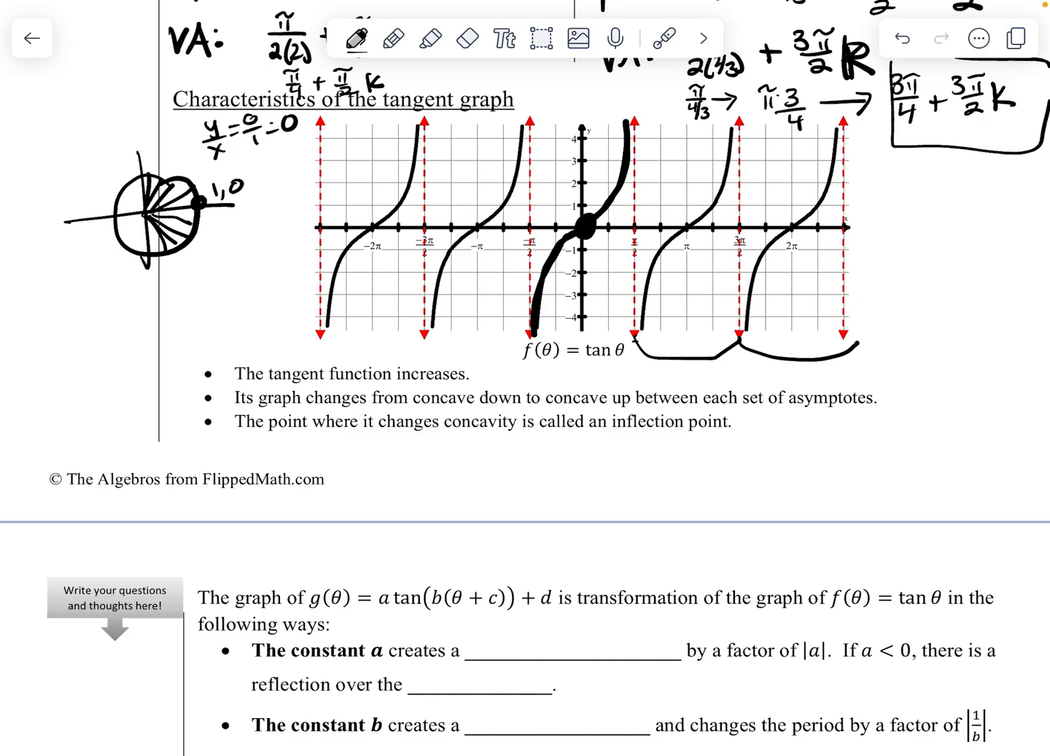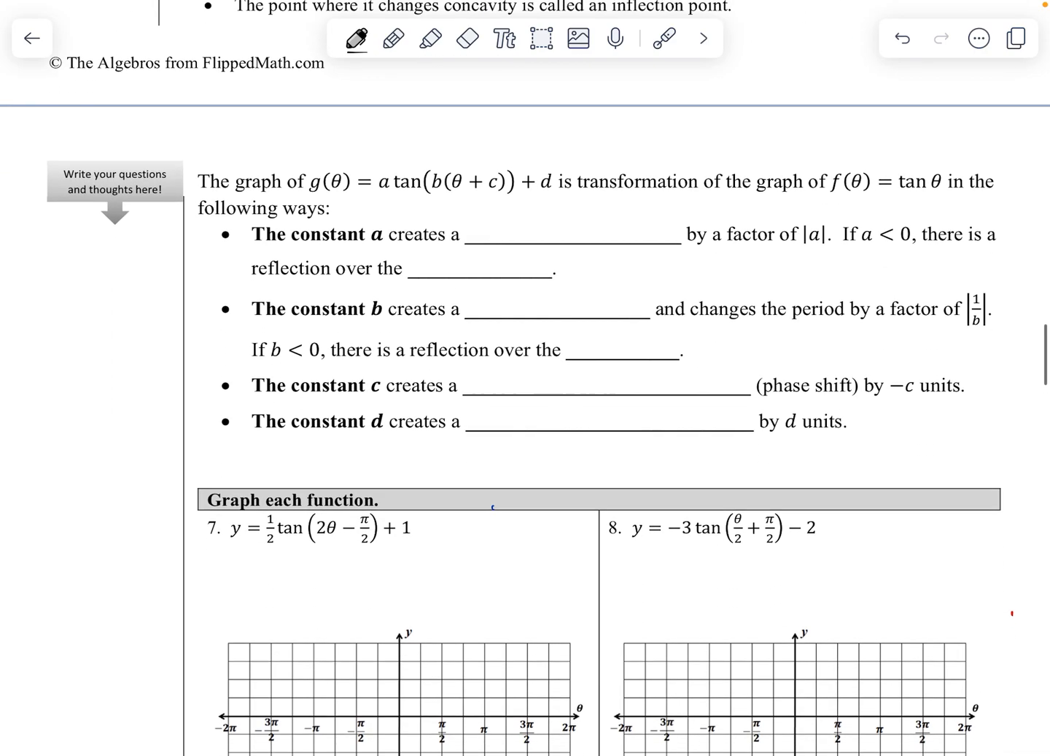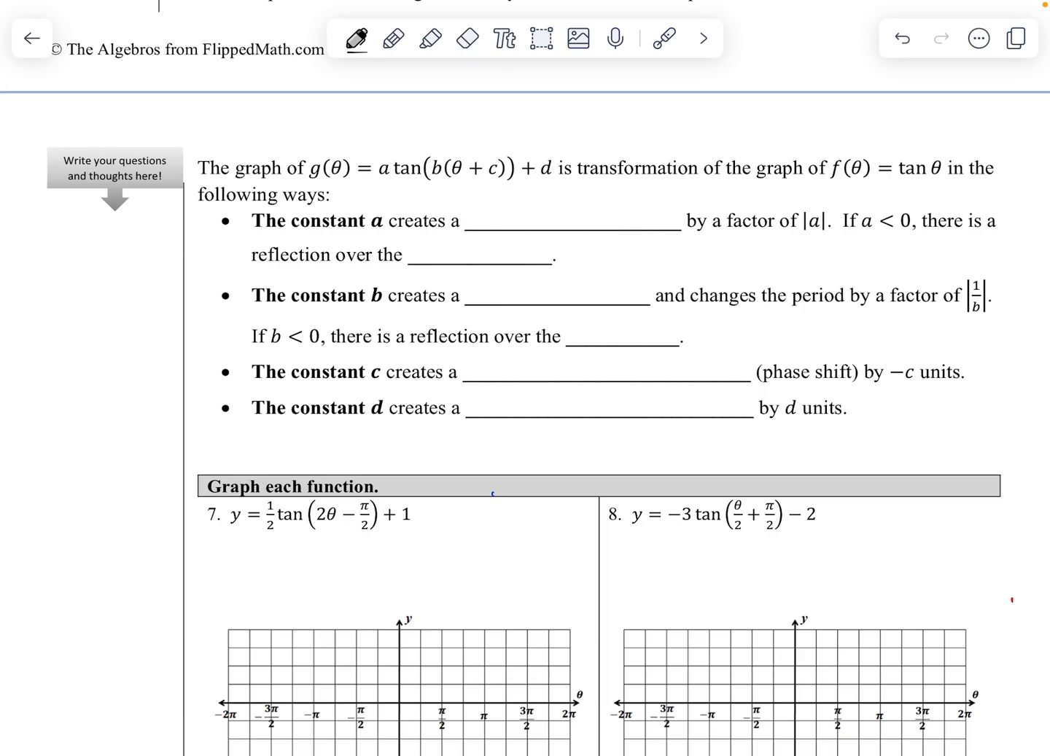Okay, and then the last thing that we are going to talk about on this last page. You can move these around like you normally would, right? So A, you have your B and your C and your D. So the constant A, just like on sine, it was our amplitude shift. This is a vertical dilation. So it does get higher faster. It's just really high to see. The next thing is if A is less than 0, there's a reflection over the x-axis, okay? So that is our reflection over the x-axis.